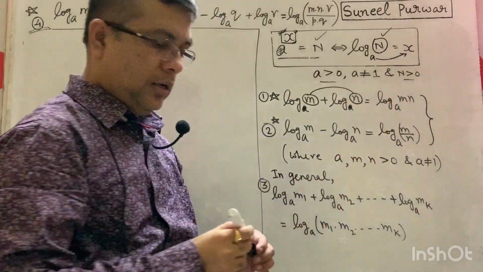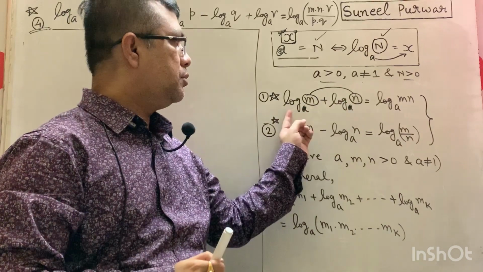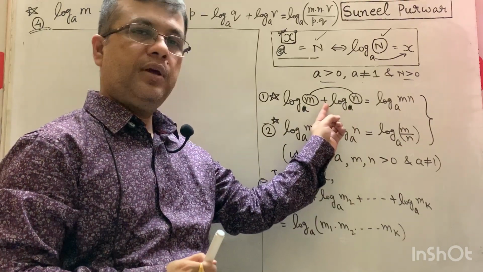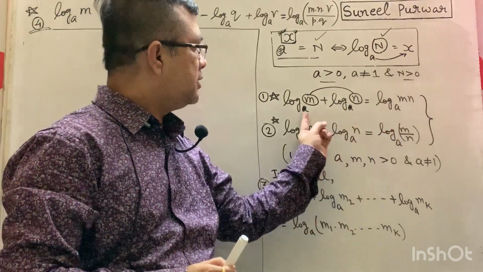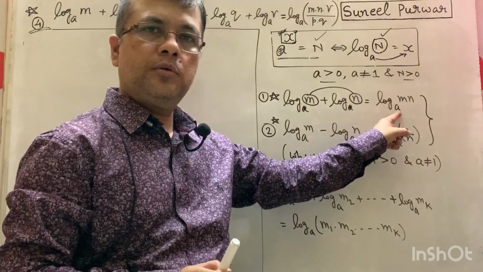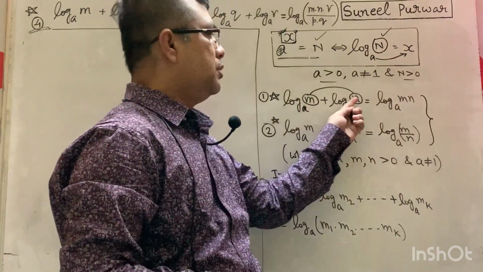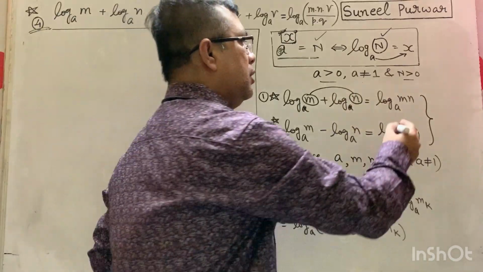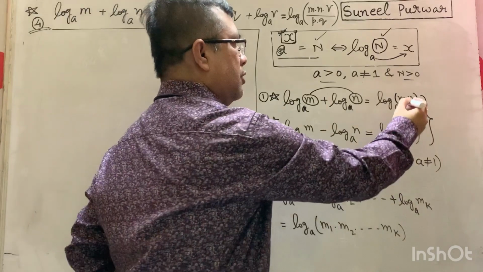Okay, understood? So I repeat, two logarithms at the same base can be added to get a single logarithm at the same base. These two were at the base a. So the new logarithm will also be at base a, and it will be the logarithm of the product of those two numbers. So this was log of m, this was log of n. The new logarithm will be what? Log of mn, the product of m and n.